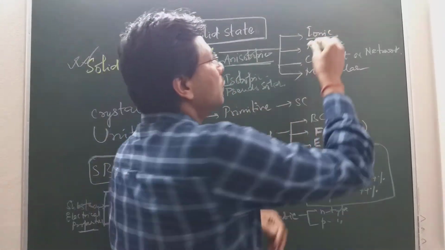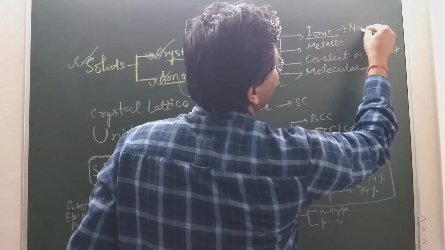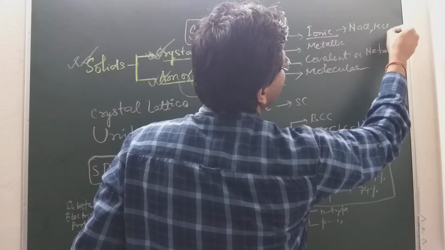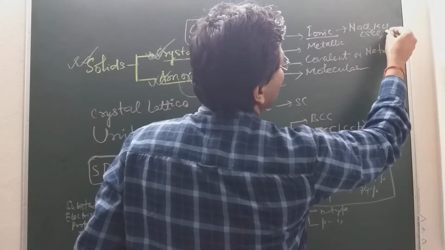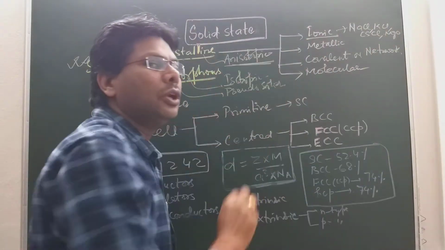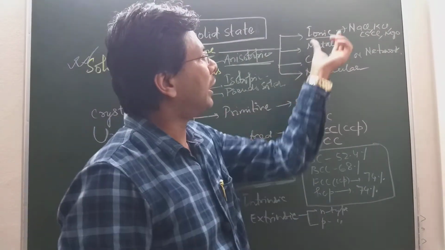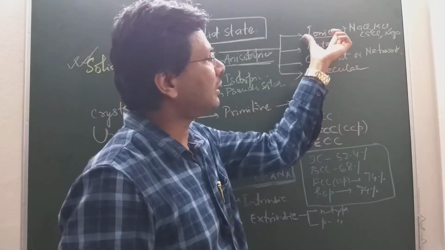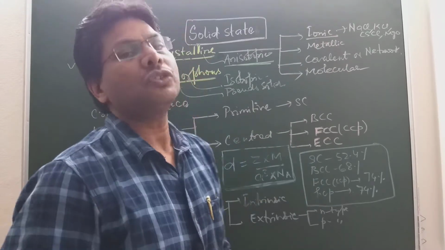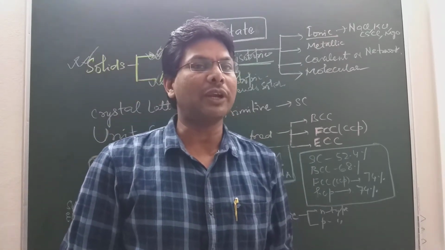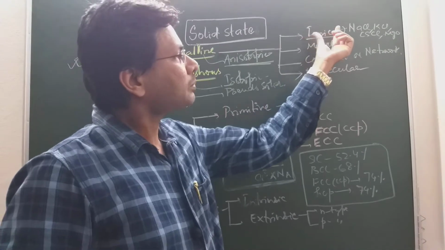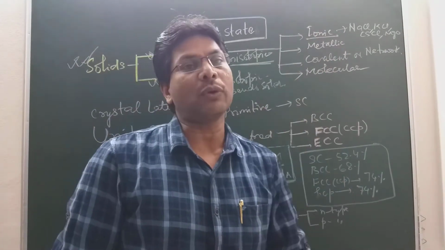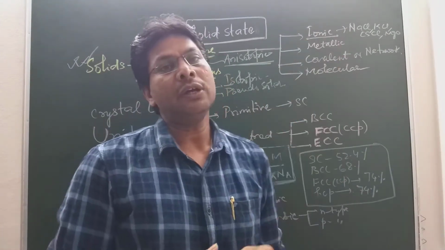If you want to know some examples of ionic solids, they are NaCl, KCl, cesium chloride, and MgO. Here the ions are held together by Coulombic force of attraction. They are hard and brittle, they are soluble in water, they have high melting point and boiling point, and they conduct electricity in aqueous or molten state. They are insulators in solid state.